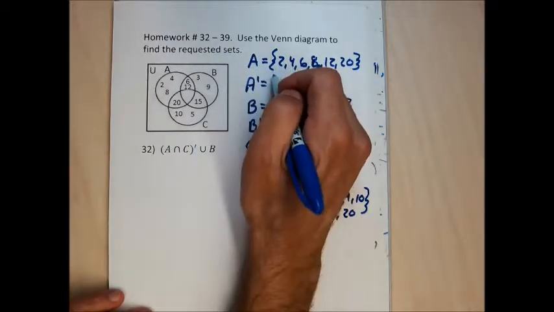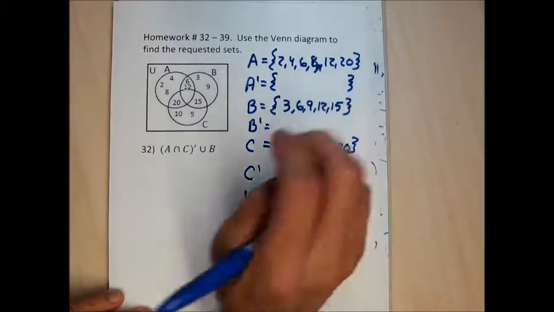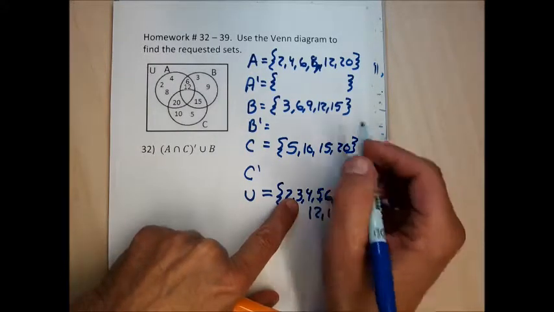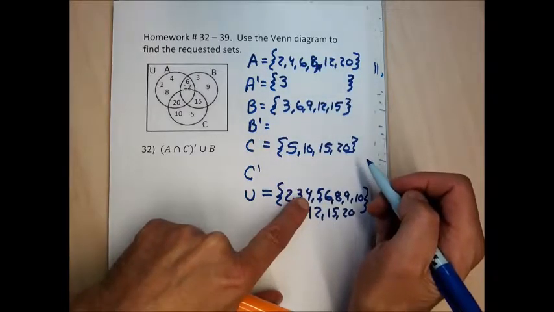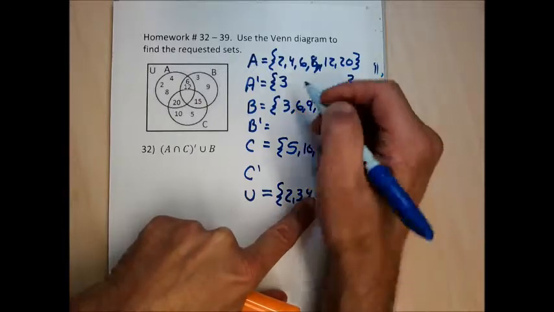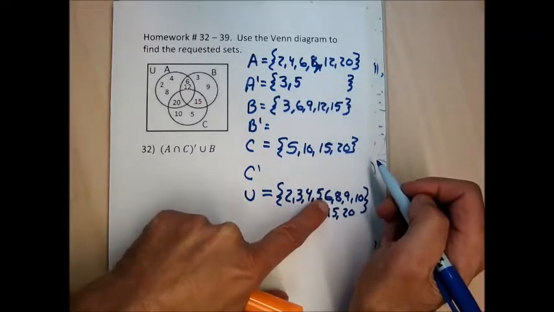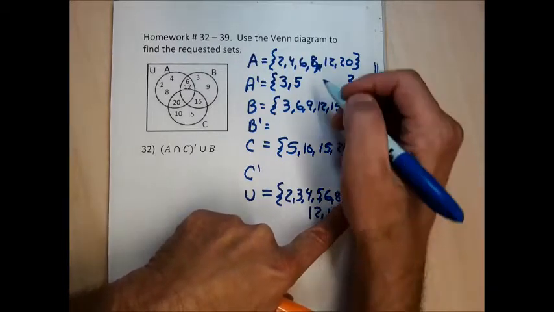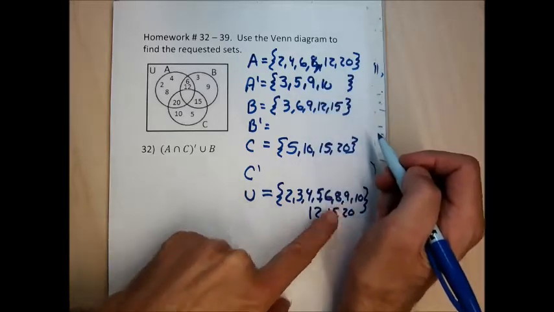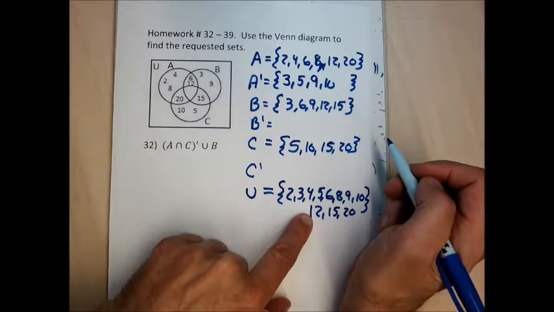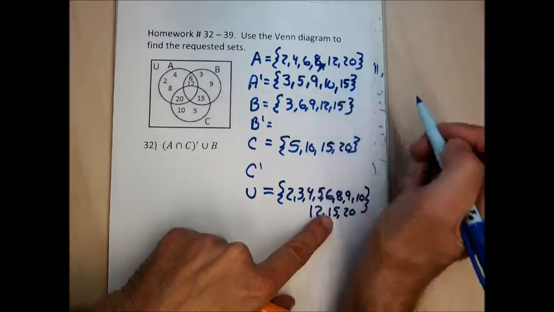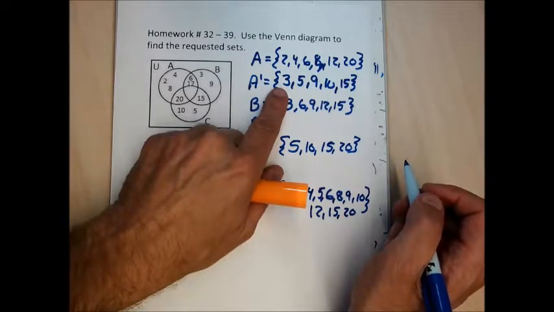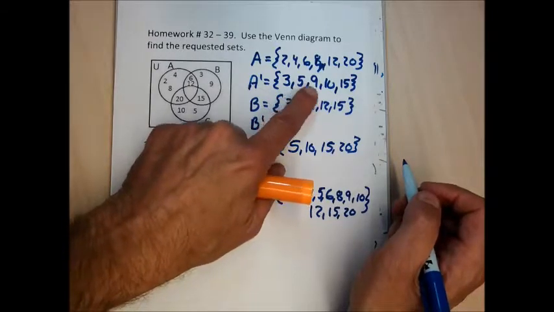To do A complement, I'm going to start going through the universal set, and anything that's not an A I'm going to include. 2 is an A, it won't be part of A complement. 3 is not an A, so it's part of A complement. 4 is in A, it's not part of A complement. 5 is not in A, it's part of A complement. 6 and 8 are in A, they're not part of A complement. 9 and 10 aren't in A, so they're part of A complement. 12's in A, so it's not part of the complement. 15 is not in A, so it's part of the complement. And 20 is in A, so it's not part of the complement. So A complement, if I did this right, is 3, 5, 9, 10, and 15.